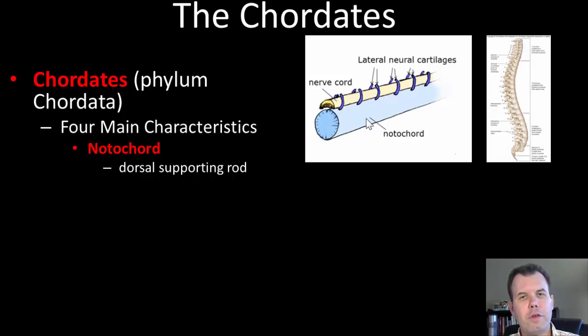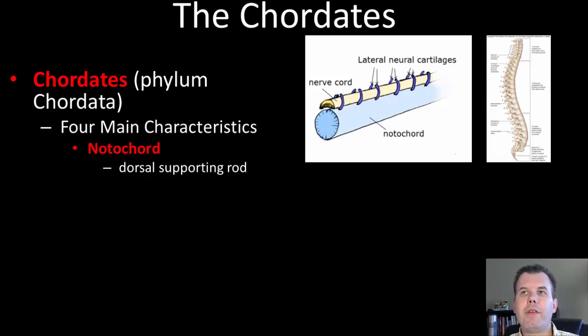What you see is during development, and we're going to talk about this in a few weeks, you start getting folding of the neural plate, and that neural plate forms both the dorsal nerve cord and also the notochord. Eventually the notochord becomes our vertebrae. It surrounds and protects the dorsal nerve cord, but one of the first things that we actually see is the notochord.